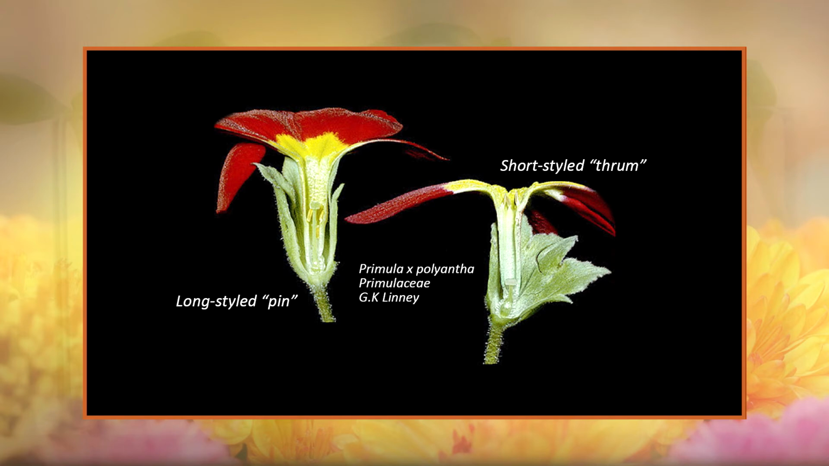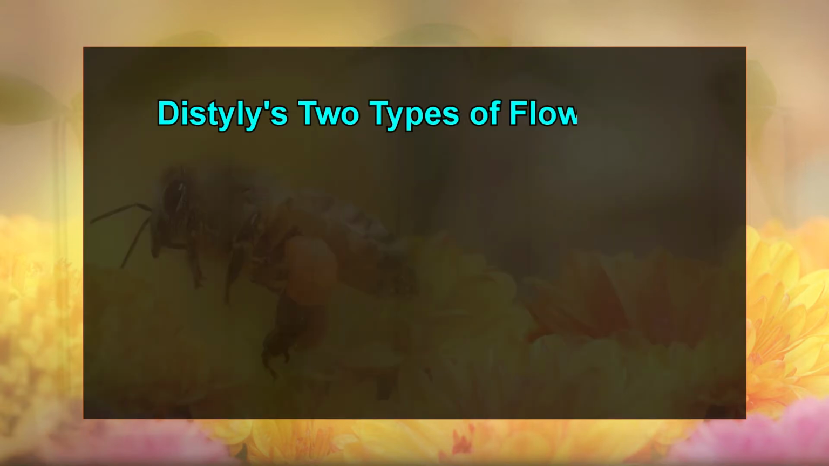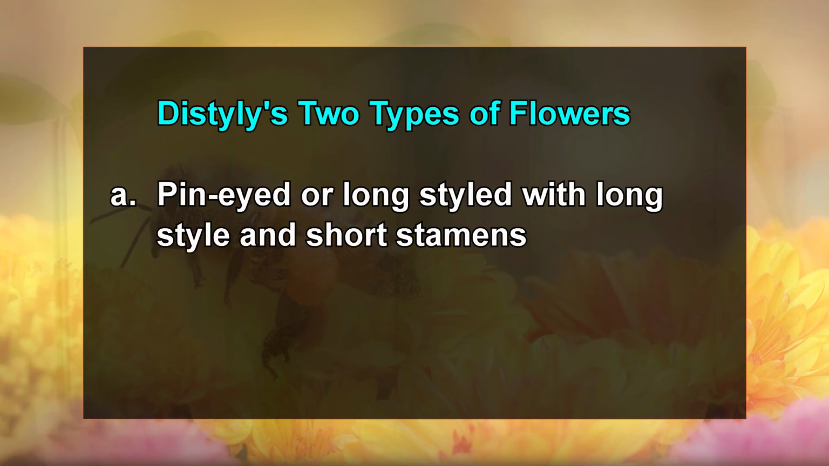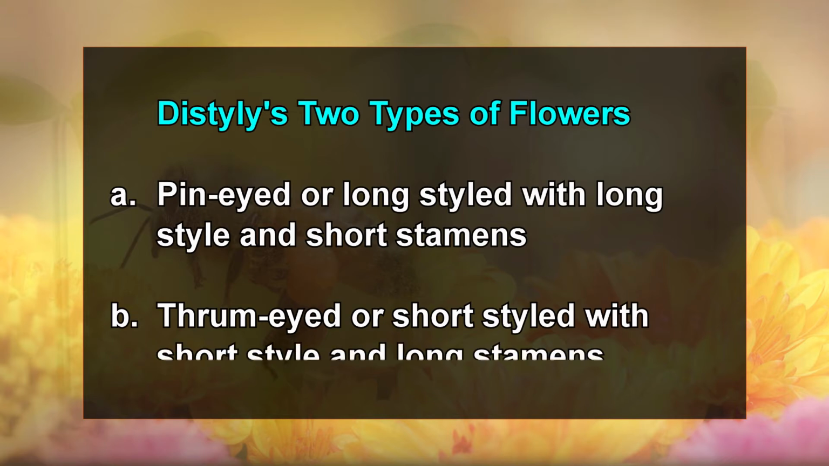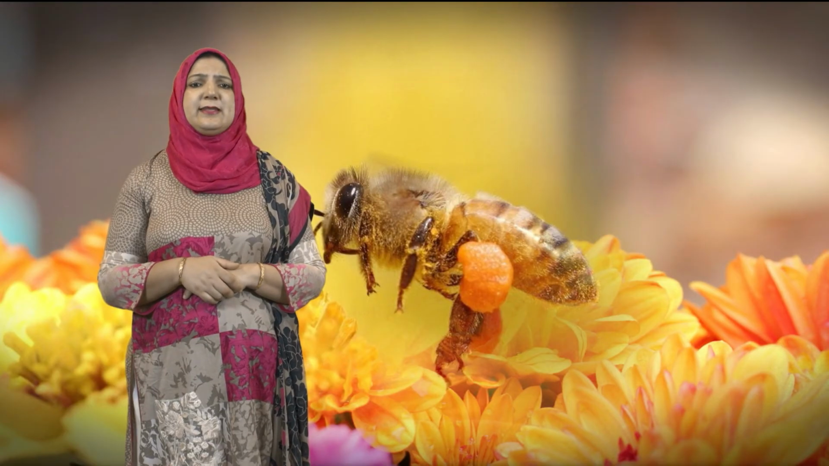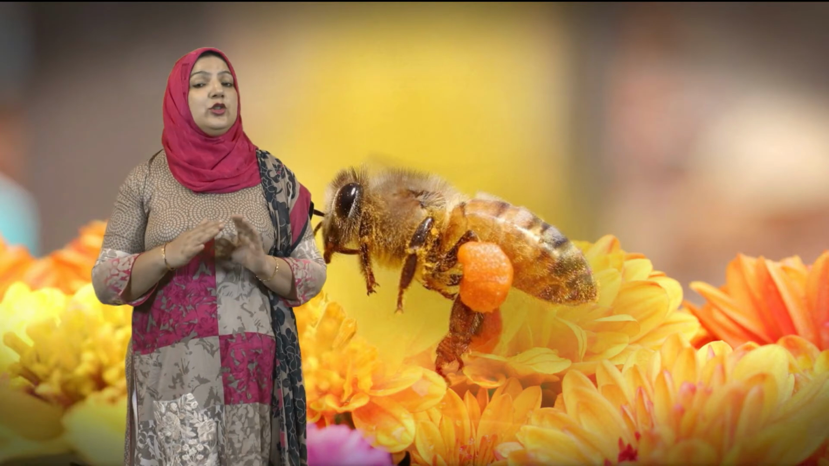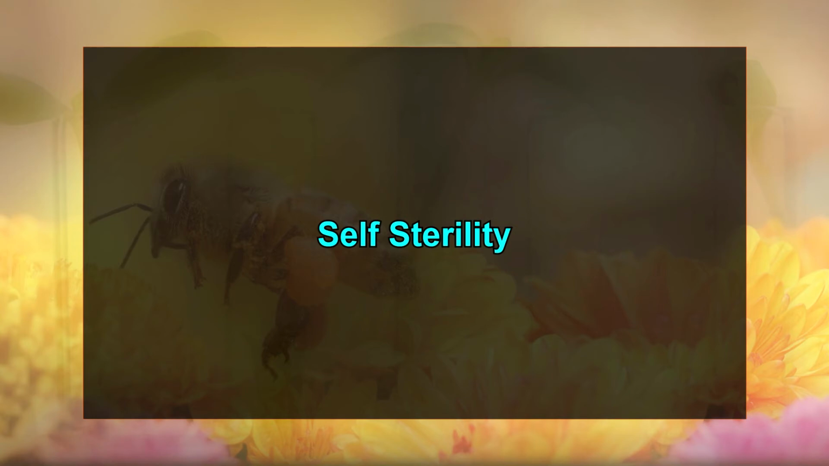The best example of Heterostyle is presented by primrose, that is Primula vulgaris. It shows distyle, that is it has two different types of flowers. One called as pin-eyed or long-styled with long style and short stamens, and the other as thrum-eyed or short-styled with short style and long stamens. In such plants, pollen from one morph can pollinate the stigma of the other form and not flowers of its own morph. Then we also have self-sterility.